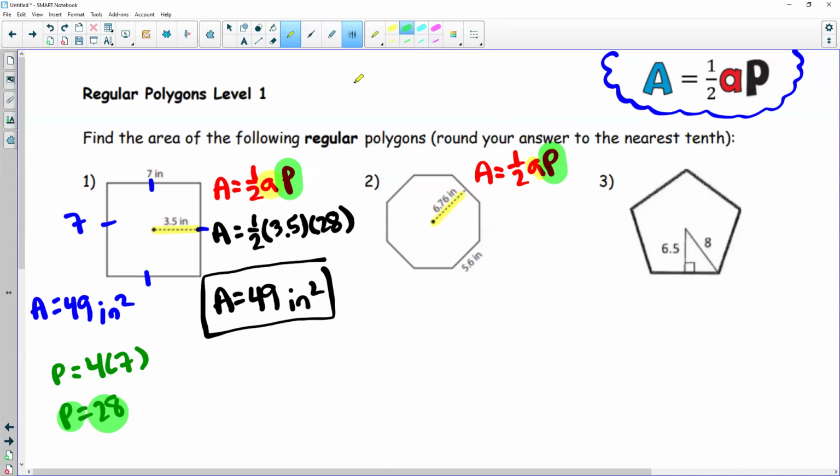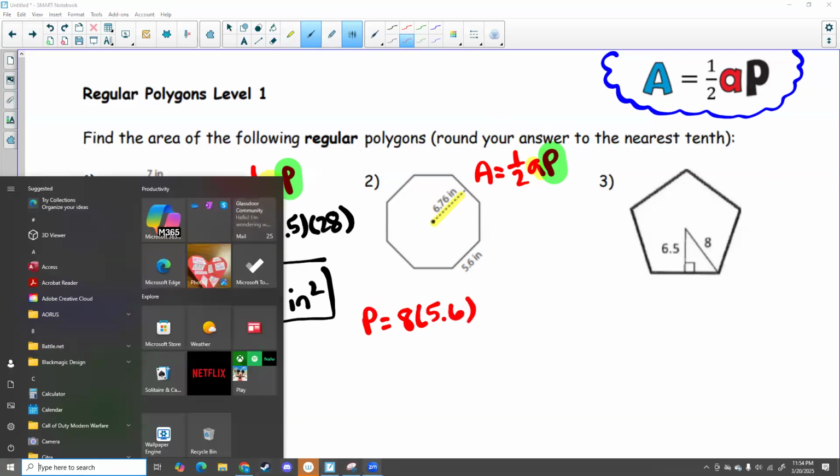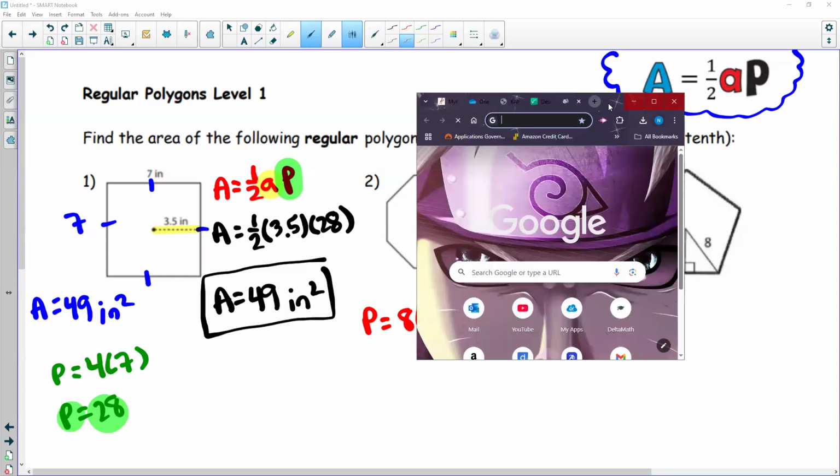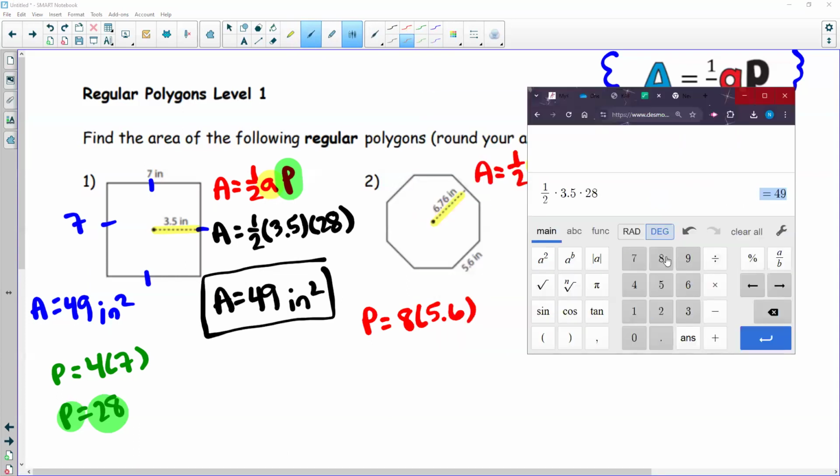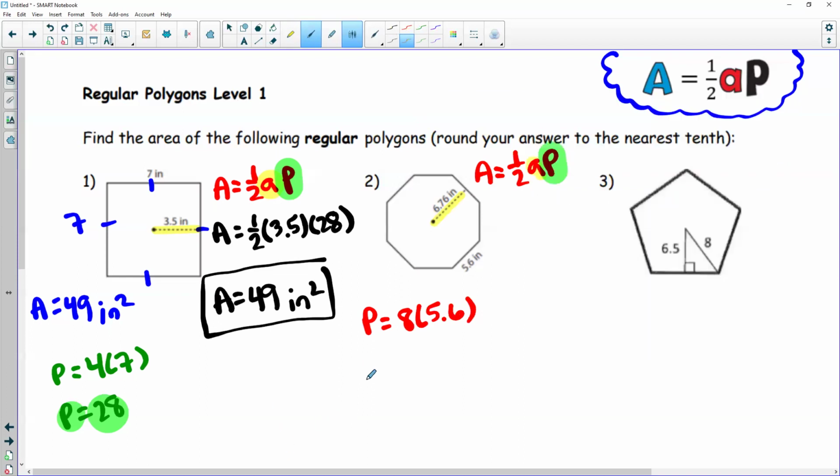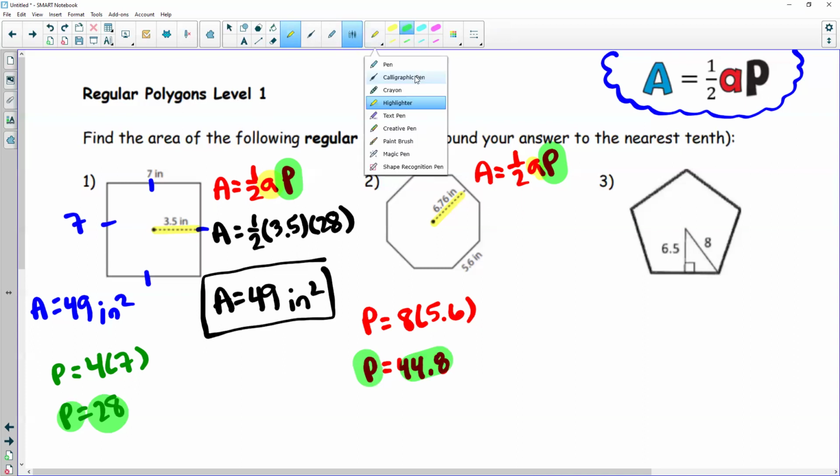Your perimeter, well, we need to find the perimeter. They were nice enough to give us one of the side lengths here. So like we mentioned earlier, there are a total of 8 sides. So our perimeter can be found by taking 8 and multiplying it by 5.6, which at this point, I'm just going to type into the calculator. We have 8 times 5.6. 8 times 5.6 gives us a perimeter of 44.8. So we now know the apothem. We know the perimeter. We have everything we need to find the area for this regular octagon.